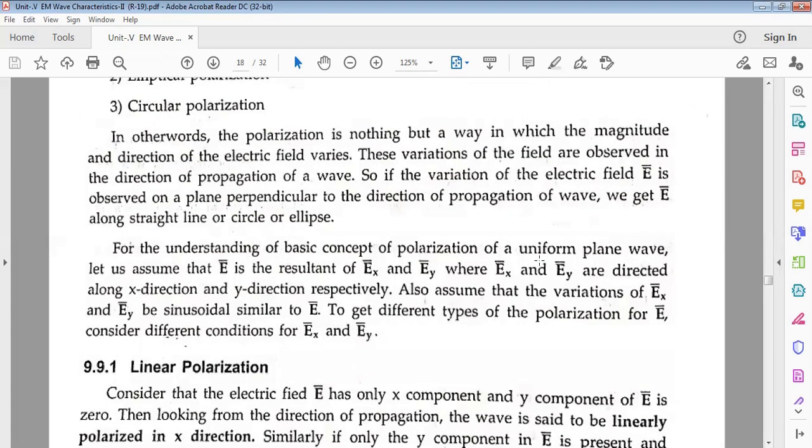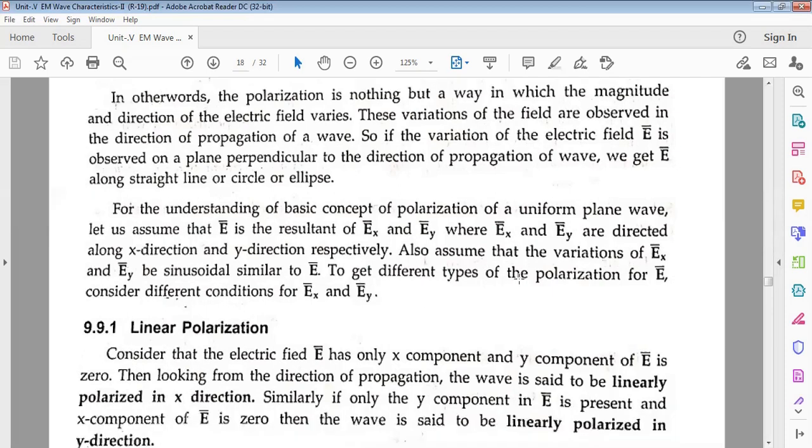The basic concept of the polarization of a uniform plane wave is, let us assume that E bar is resolved into Ex bar and Ey bar, where Ex bar and Ey bar are directed along the X direction and the Y direction respectively. Also assume that the variations of Ex bar and Ey bar are sinusoidal, similar to E bar. To get different types of polarization for E bar, consider different conditions for Ex bar and Ey bar.